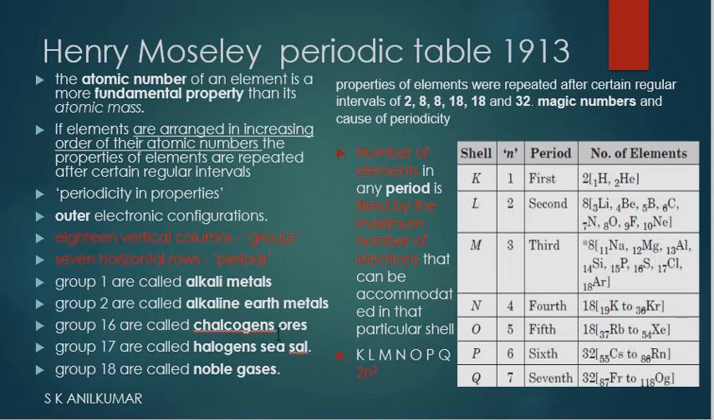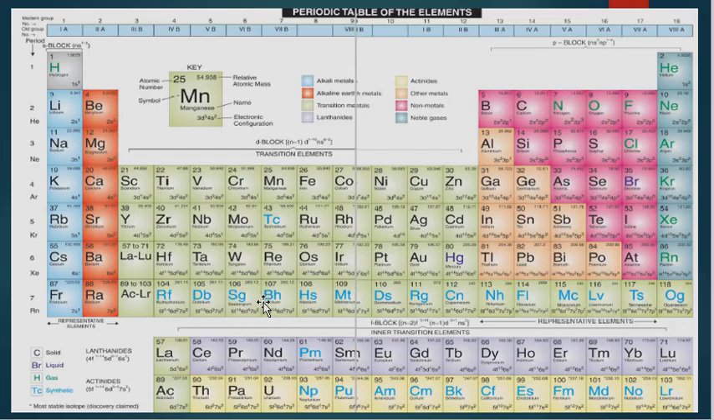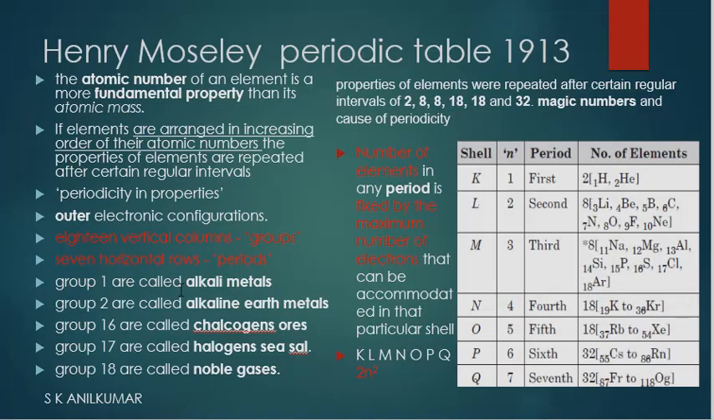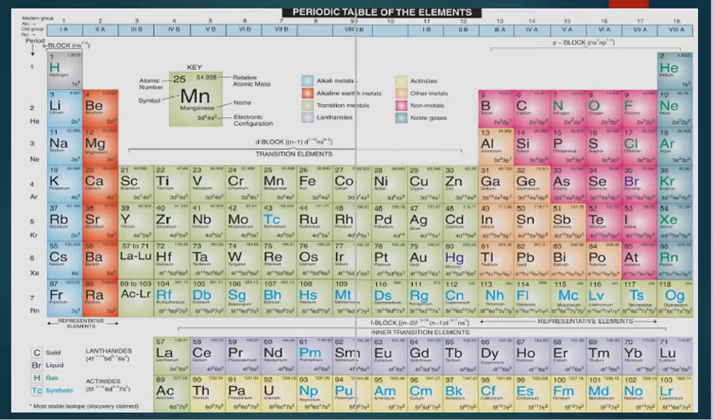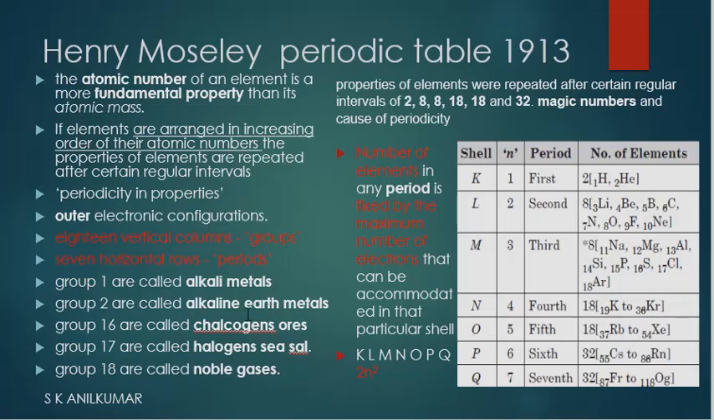Group 1 is called alkali metals. Group 2 is called alkaline earth metals. What is this group? It's a column. Here we have the alkali metals and alkaline earth metals, such as sodium and magnesium.